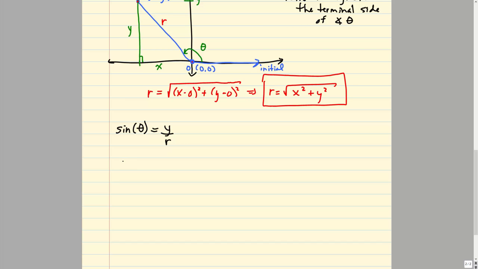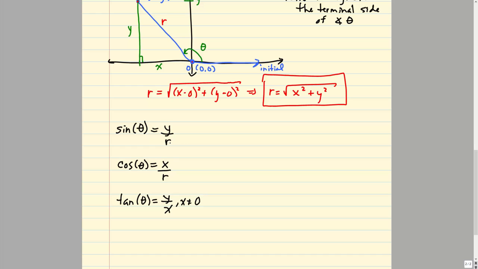Now we also can talk about cosine of theta. This is equal to x over r, and tangent theta is y over x. Now in this particular case, we need to also say x cannot be equal to 0. That would of course put us right at the origin, and we know that this can't happen, because the point P cannot be on the origin.